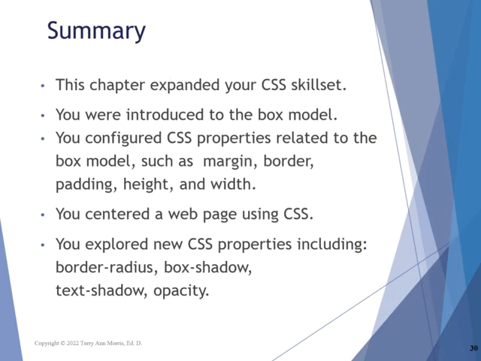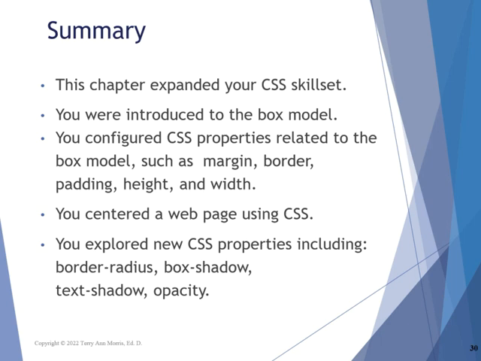Chapter 6 Summary. In this 6th chapter, we examined more CSS basics. Continuing from chapter 4 of our main topic, Basics of Web Design, this chapter expanded your CSS skill sets. You were introduced to the box model. You configured CSS properties related to the box model, such as margin, border, padding, height, and width. You centered a web page using CSS. You explored new CSS properties including border radius, box shadow, text shadow, and opacity.